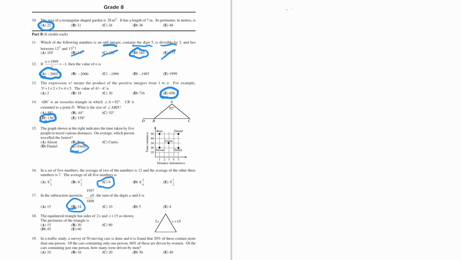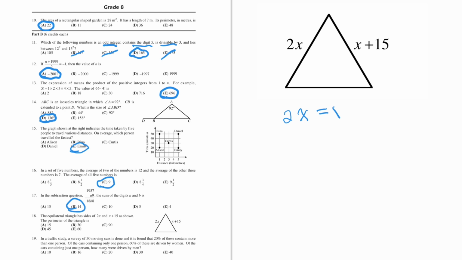Number 18. The equilateral triangle has sides of 2x and x plus 15. The perimeter of the triangle is? This is an equilateral triangle. All 3 sides are equal, so 2x equals x plus 15. Bring the x to the right side, so 2x minus x equals 15. That means x equals 15.